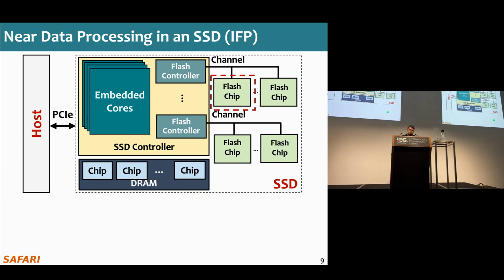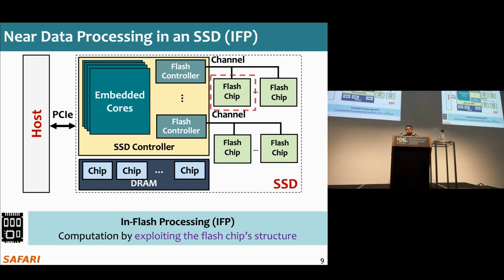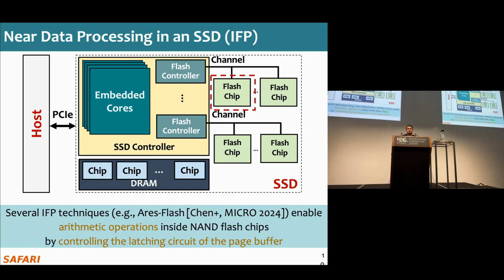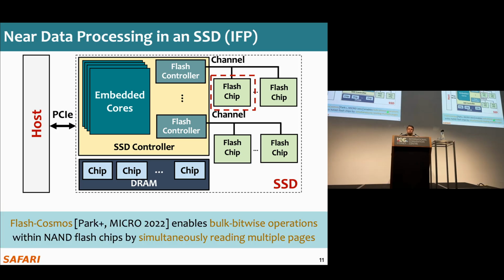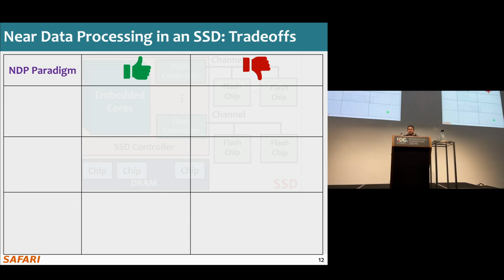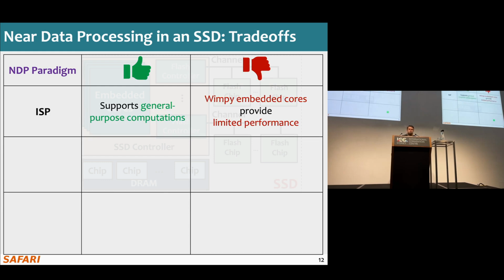Now, if we move to in-flash processing, where computations are performed using the flash chips' structure, we see that several IFP techniques like Ares-Flash enable arithmetic operations inside the NAND flash chips by controlling the latching circuit in the page buffer. We have Flash-Cosmos, which enables bulk bitwise operations within the NAND flash chips by simultaneously reading multiple pages.